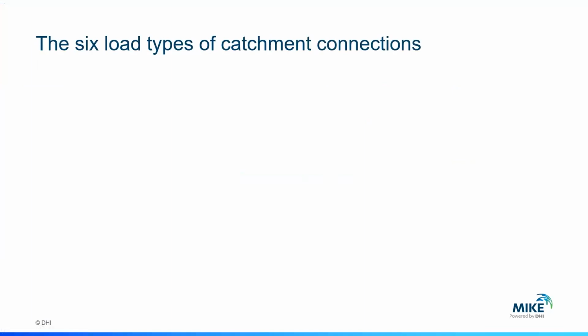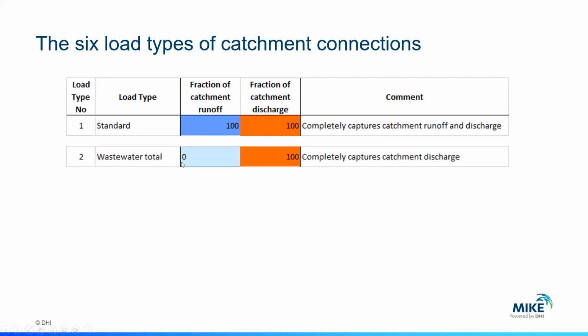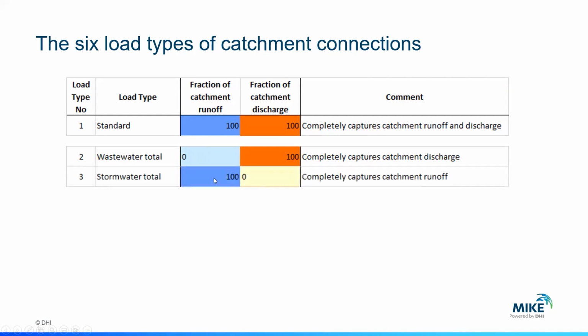So we have 6 load types for catchment connections. The first one is the standard one, so it takes 100% runoff and 100% catchment discharge. Orange here doesn't mean error, it means a lot of. It's perhaps not a very wise color I've chosen. Then we have wastewater total, which doesn't accept any runoff, but takes all the wastewater, and stormwater total, which is just the opposite. It accepts all the runoff and no catchment discharge. And usually they come as a pair.